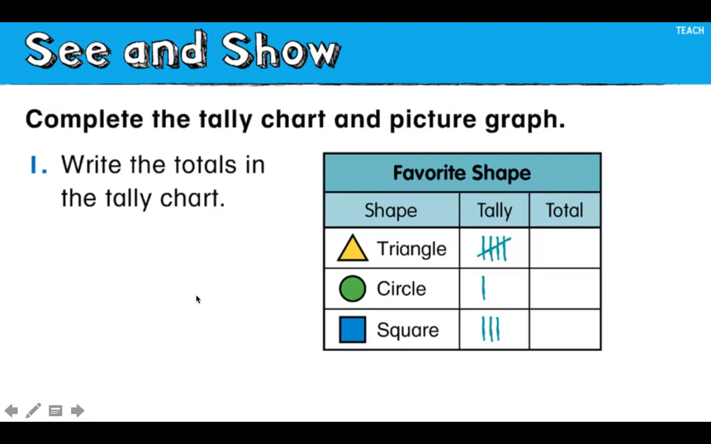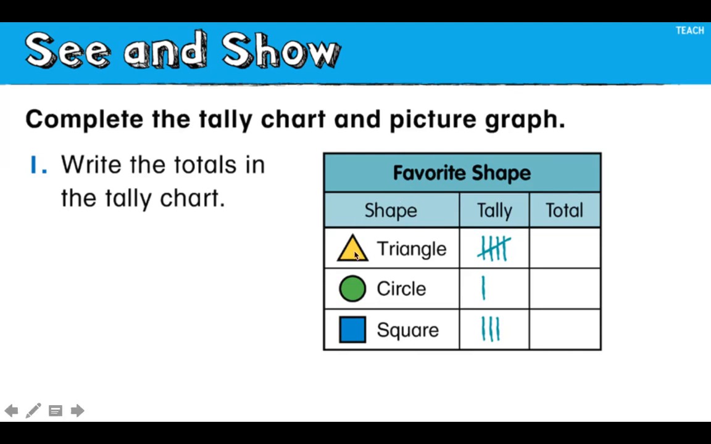Problem number 1. Complete the tally chart and picture graph. So first, we have to complete this tally chart, and then we can use this tally chart to make a picture graph that shows the same data. Let's take a look. The title of this tally chart is Favorite Shape. So I know the tally marks represent one person's favorite shape. Let's see the shape choices.